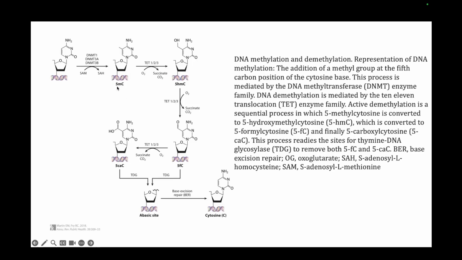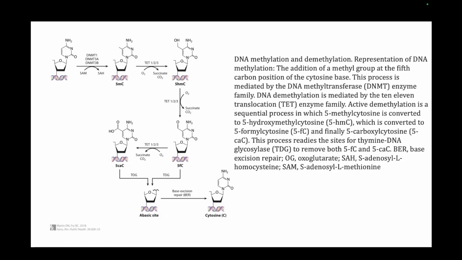So you have the formation of this 5-MC in the DNA, which is further enzymatically converted to 5-HMC by TET enzymes, and then you have formation of these intermediate products, which are 5-CAC and 5-FC, and ultimately this is the demethylation process, where this TDG enzyme comes and removes these, and you get the original cytosine back using base excision repair.